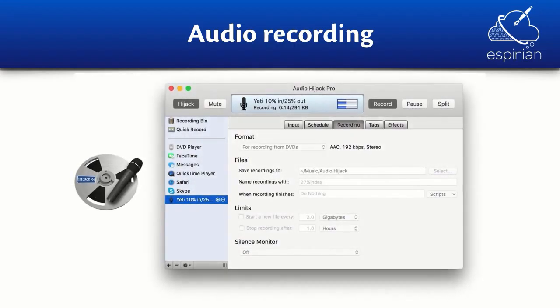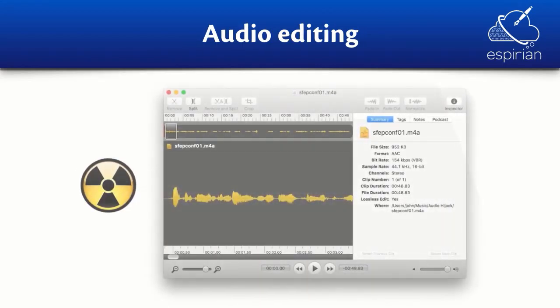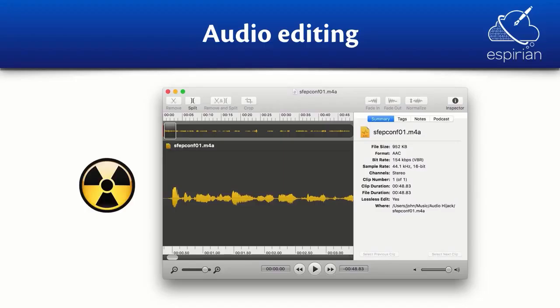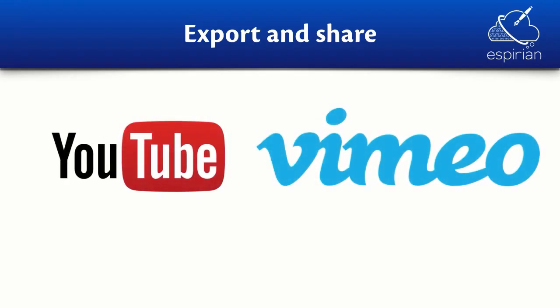I record my audio via Audio Hijack, which I use separately to Camtasia. But remember that Camtasia can record audio too, so this software isn't strictly necessary. I perform a bit of audio cleanup using Fission, but again this is optional, because Camtasia has features to do this sort of thing itself. The final mix is handled in Camtasia, and the exported results can then be shared via the usual video platforms.